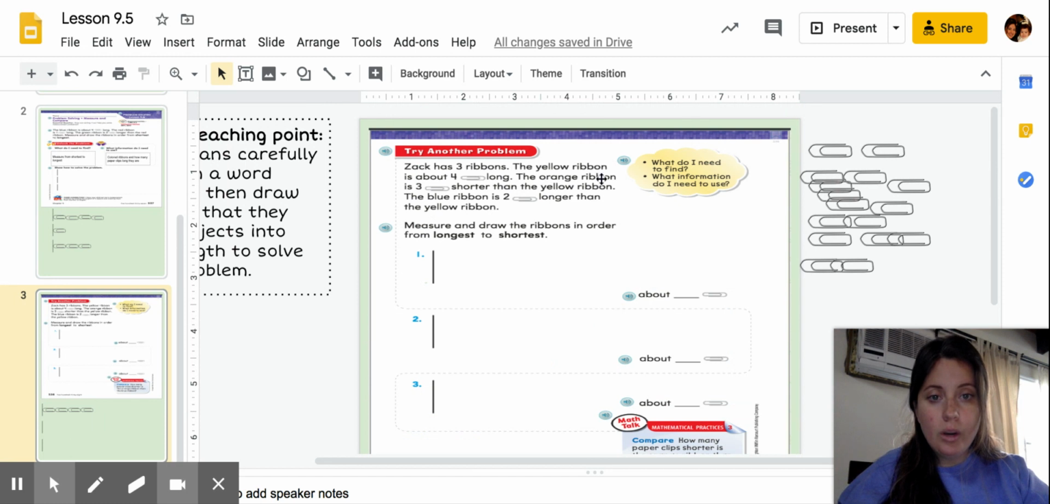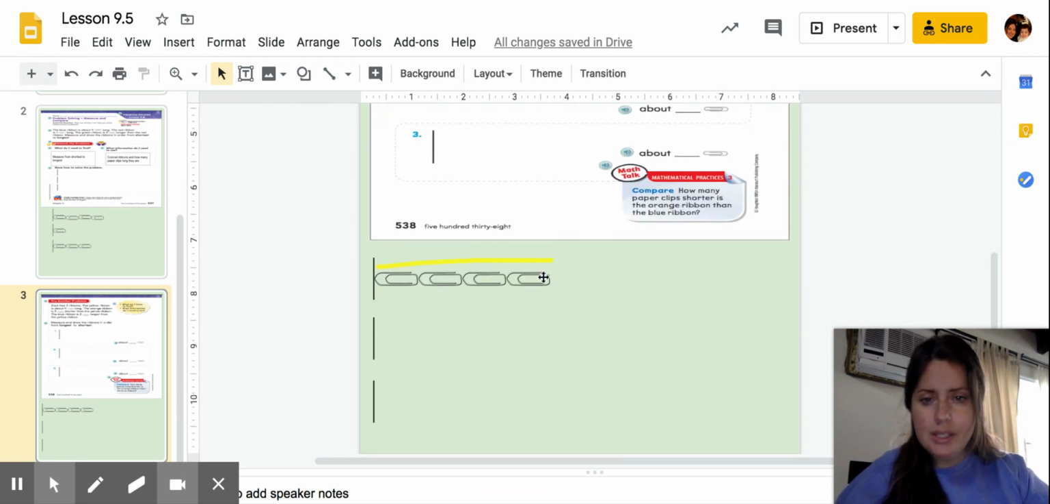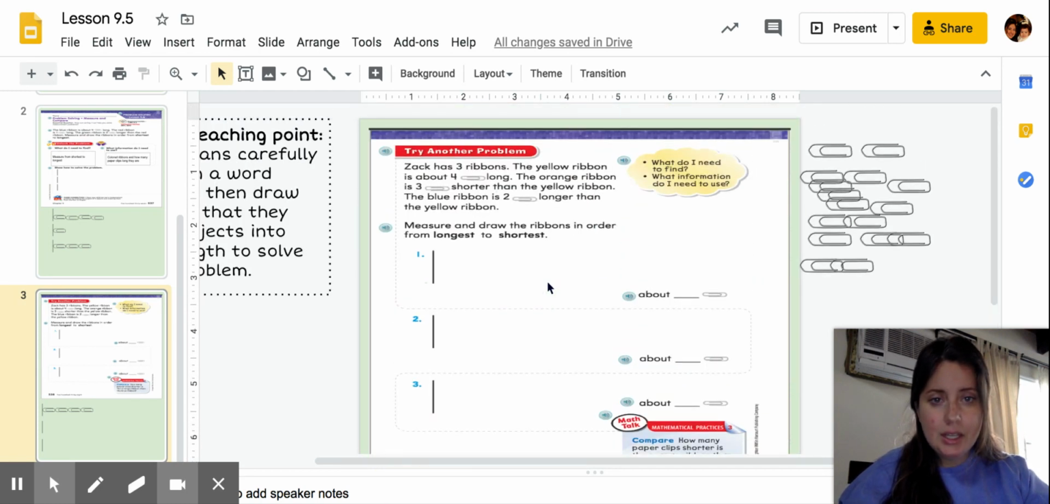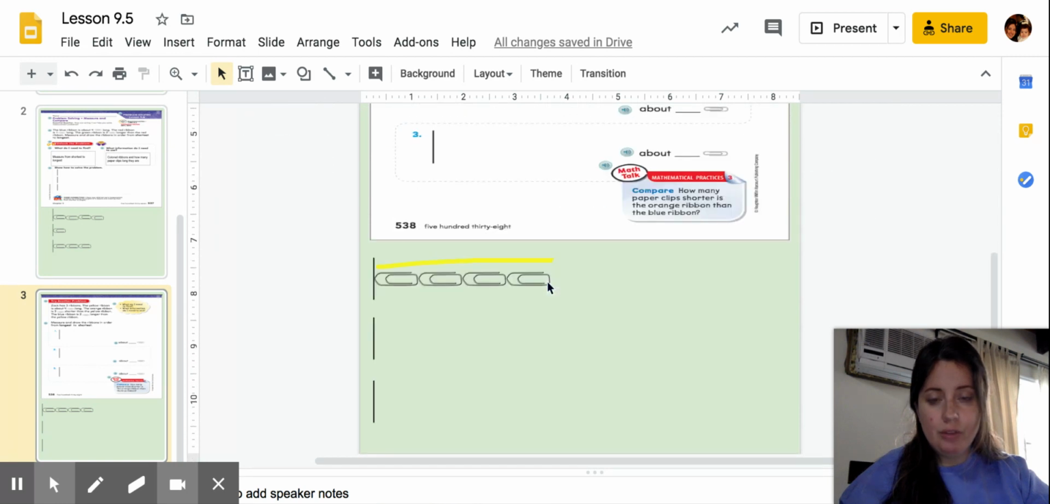The orange ribbon is 3 paper clips shorter than the yellow. Okay, so I see that my yellow is 4 paper clips long. My orange is going to be 3 shorter. So that means it's not going to have this one. It won't have this one, and it won't have this one. Oh, so that means it must be only 1 paper clip.